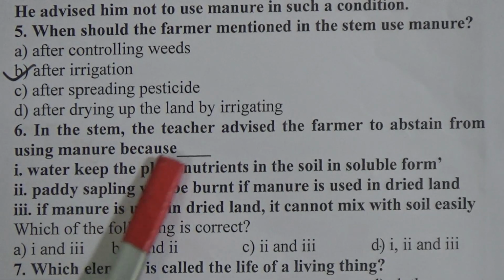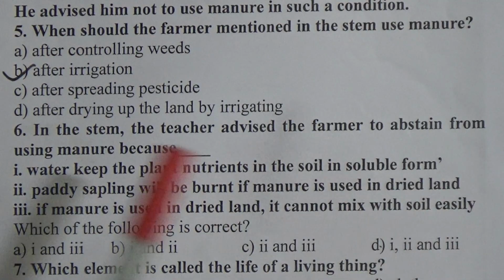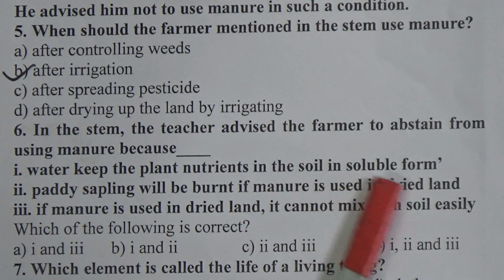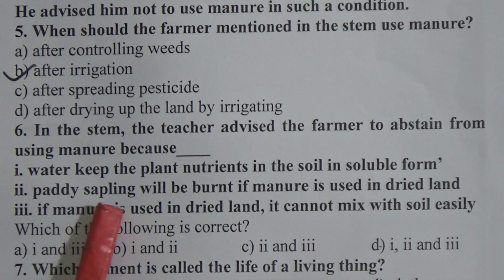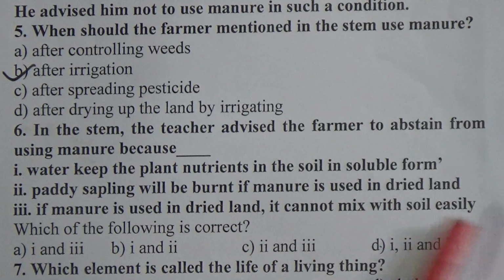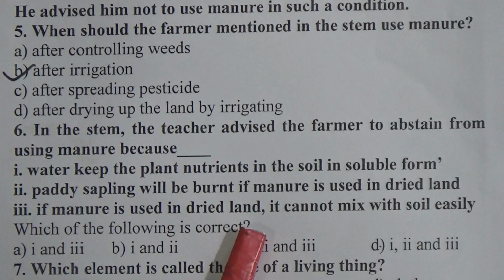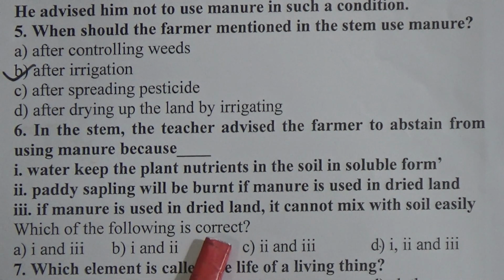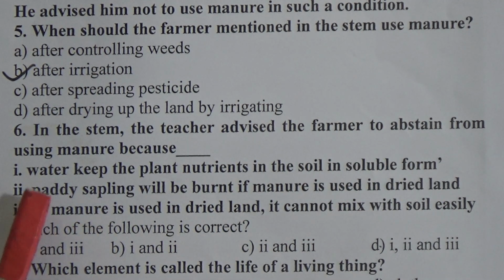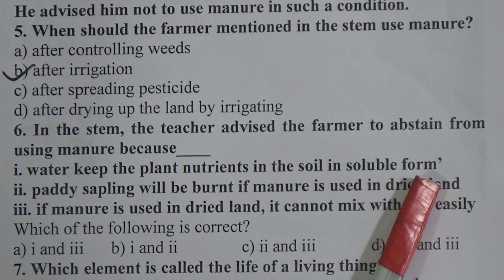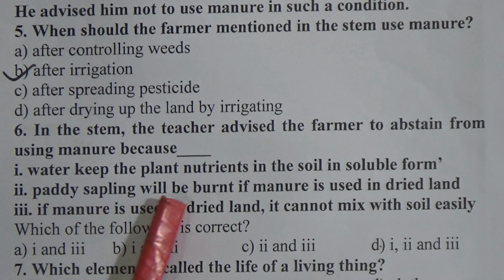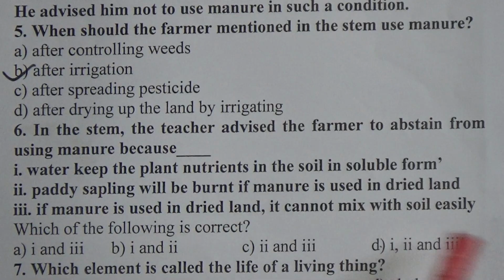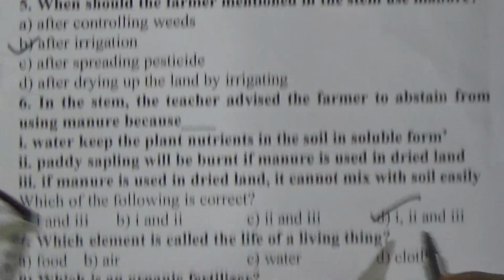Next, in the stem, the teacher advised the farmer to abstain from using manure because: 1. water keeps the plant nutrients in the soil in soluble form. 2. Paddy saplings will be burned if manure is used in dried land. 3. If manure is used in dried land, it cannot mix with soil easily. So which of the following is correct? Yes, option 1, 2, 3. Water keeps the plant nutrients in the soil in soluble form. Yes, paddy saplings will be burned if manure is used in dried land. Yes, if manure is used in dried land, it cannot mix with soil easily. Answer D, 1, 2, 3.